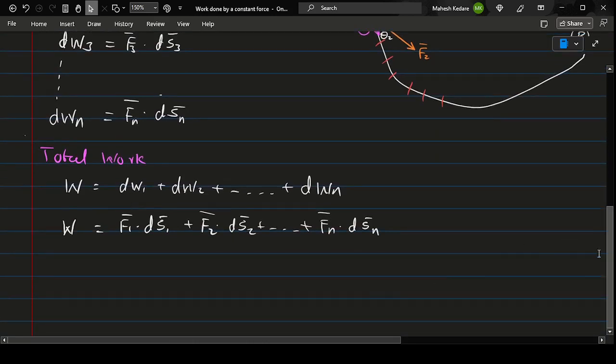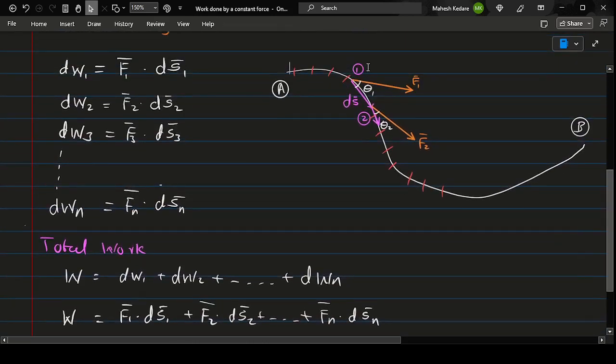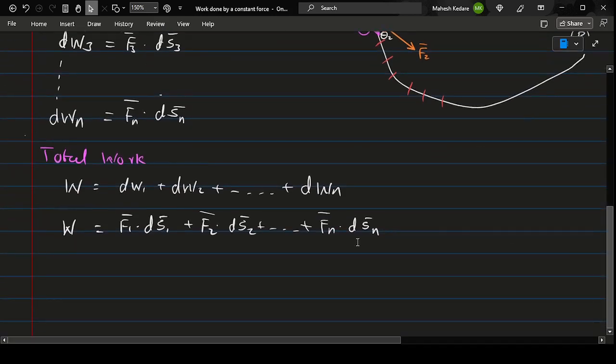Now how does it make it possible to approach still closer to the true value of the work when we decrease the size or magnitude of displacement? If we take even smaller displacement, then our approximation that the force remains constant during the displacement is more effective, more reliable. Greater the displacement, less reliable will be the approximation that the force remains constant during the displacement.